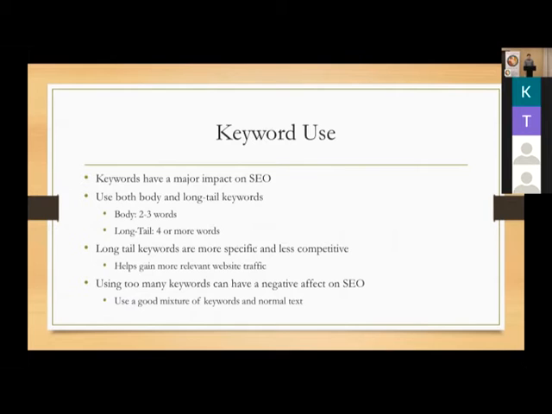So for example, a generic one could be maple syrup, while a more long tail one would be maple syrup in Green Bay or maple syrup in Wisconsin. So it's just a little more specific. So when people search those keywords, you will be higher up on Google.